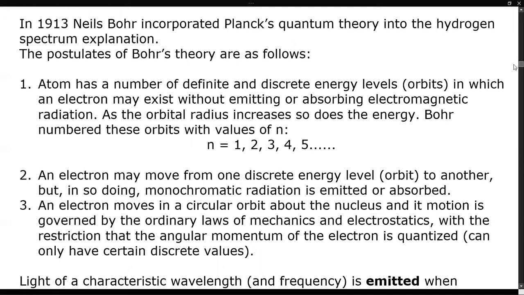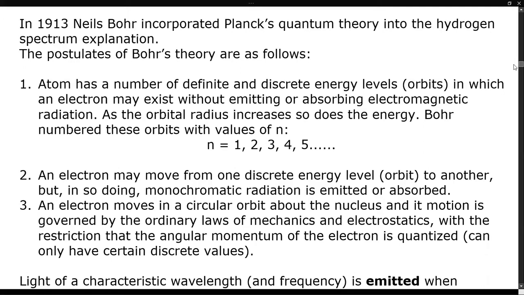As the orbital radius increases, then the energy increases as well. So Bohr used a value called lowercase n, where n is equal to 1, 2, 3, 4, 5, and so on and so forth. And those he called stationary states, and the electron, by being in one of those orbits that he numbered, would have a certain energy. An electron can move from one orbit to another by absorbing or emitting radiation or light of a particular wavelength, frequency, and energy.